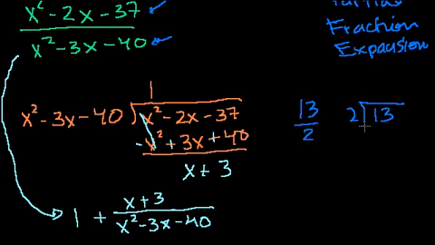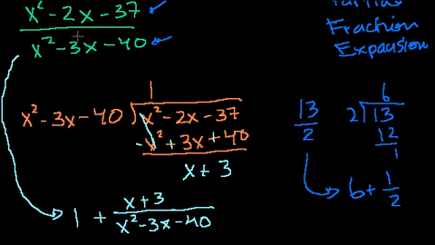2 goes into 13 6 times. 6 times 2 is 12. You subtract that from that, you get a remainder of 1. 2 doesn't go into 1, so that's just the remainder. So if you wanted to rewrite this, it would be the number of times the denominator goes into the numerator, that's 6, plus the remainder over the denominator, plus 1 over 2. And when you did it in elementary school, you would just write 6½, but 6½ is the same thing as 6 plus 1/2.